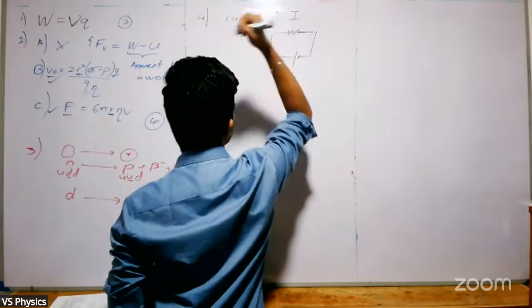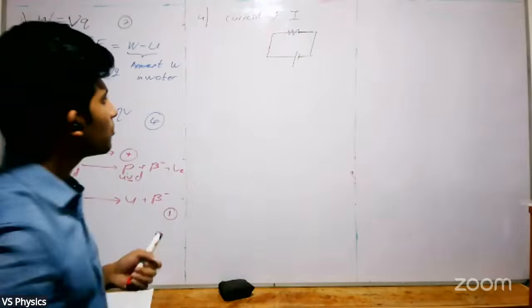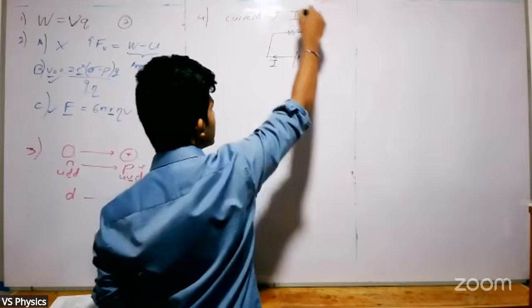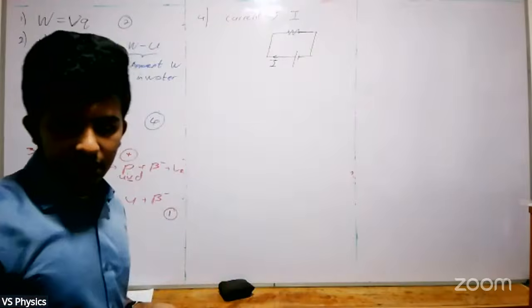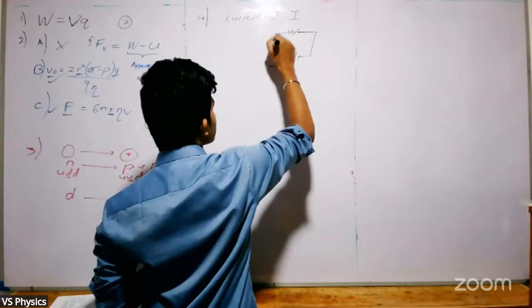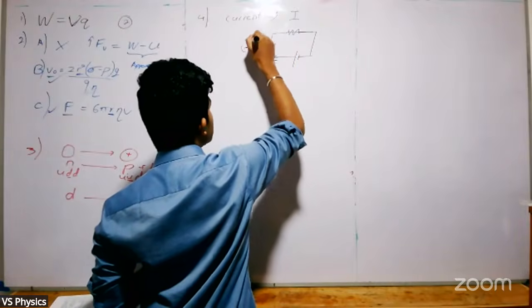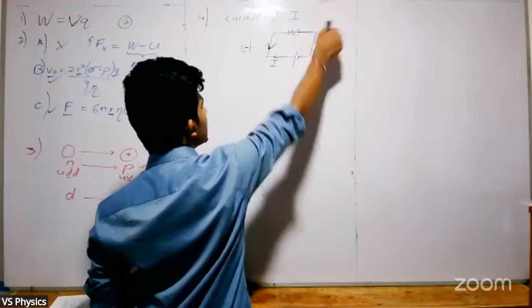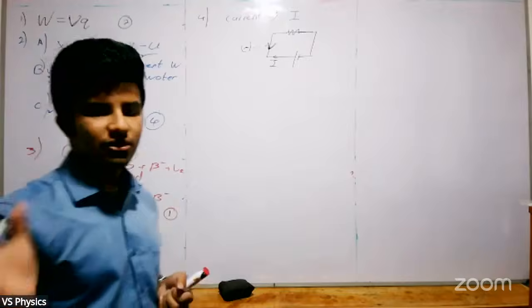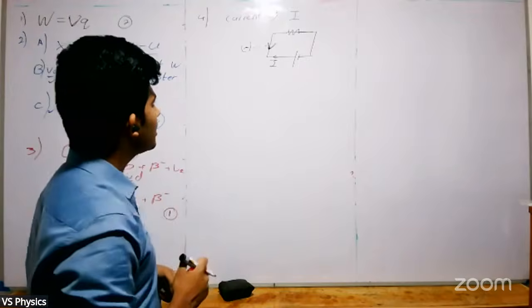Current flows from positive to negative. Then that means negative charges flow from negative to positive. We know that simply from current electricity.